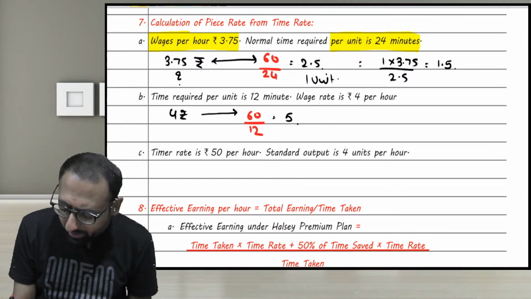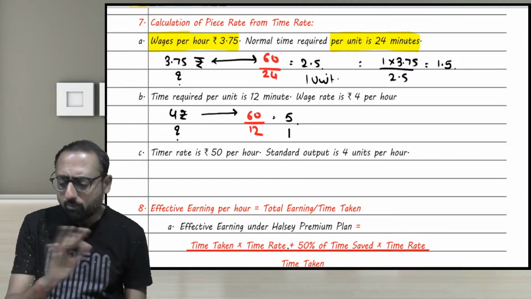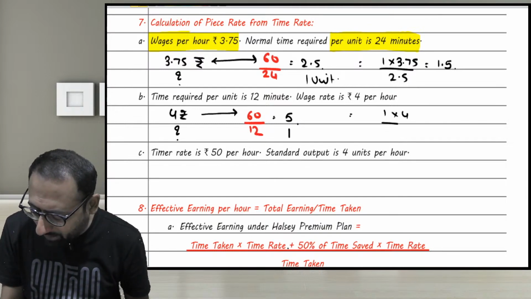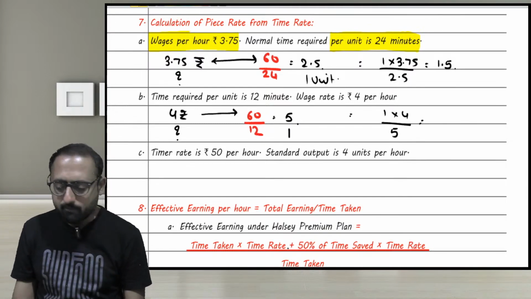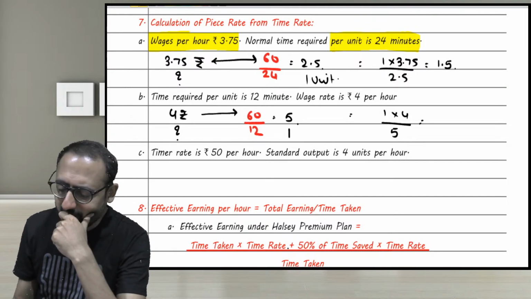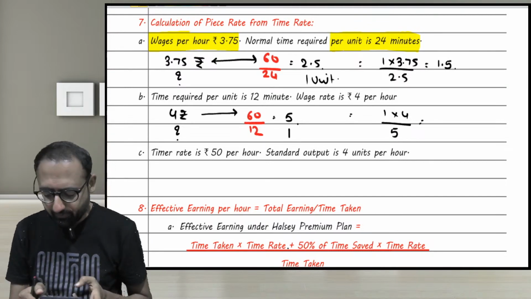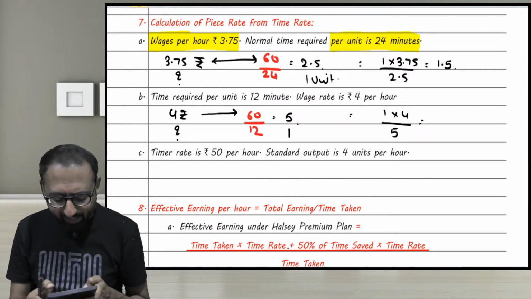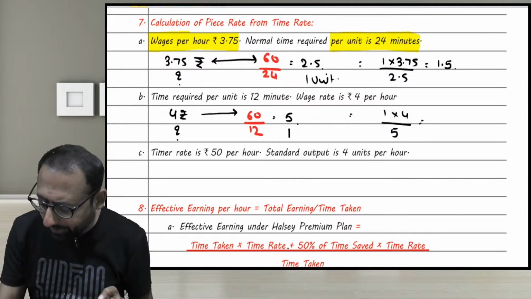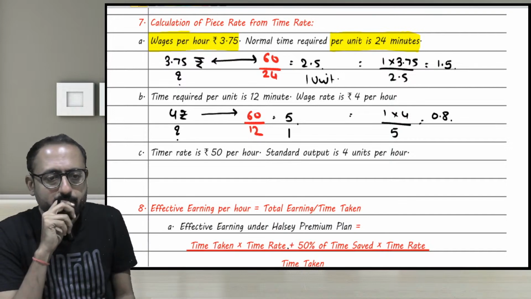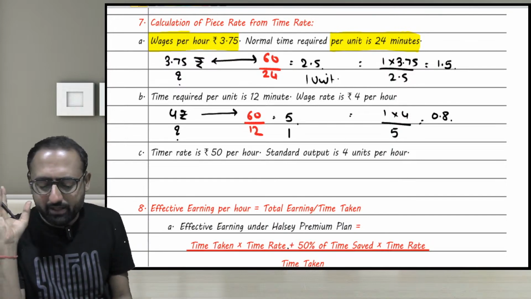Now you'll have to calculate the rate for 1 unit. For 1 unit, how much will be the rate? So guys, your rate will be 1 multiplied by 4 divided by 5. How much will your rate be? Can you calculate that? For 4 rupees, the worker is producing 5 units. So 4 divided by 5. Whether your rate is 0.8? Yes or no? 0.8 is your rate.